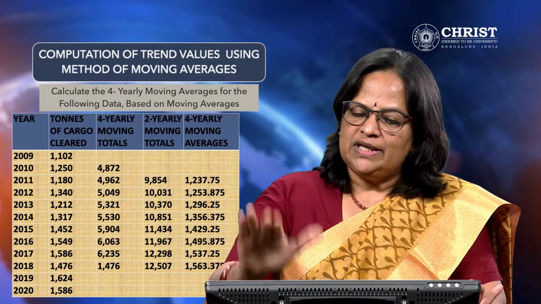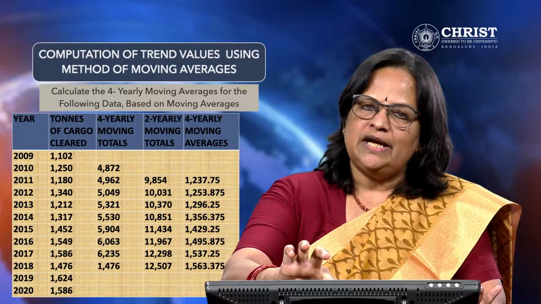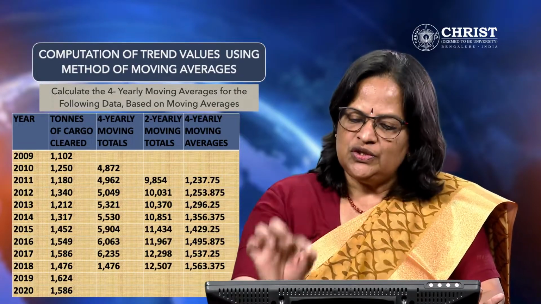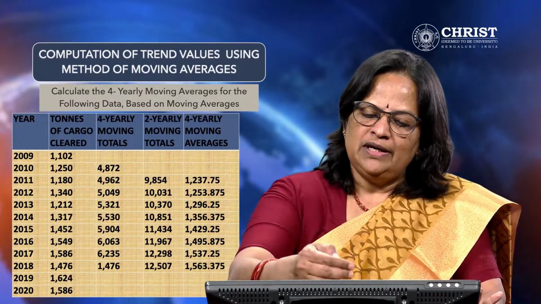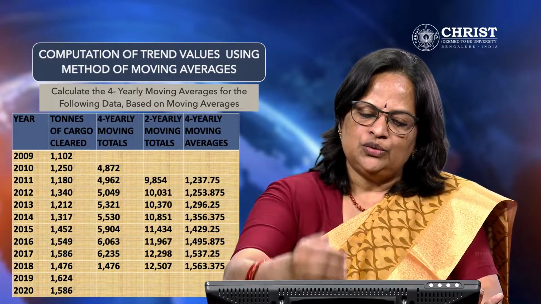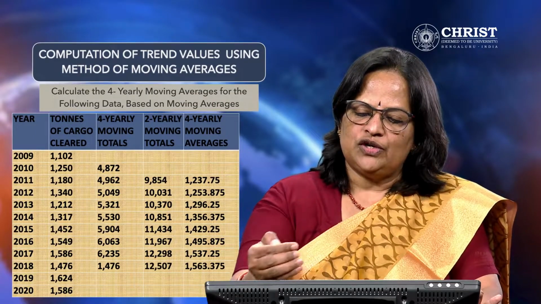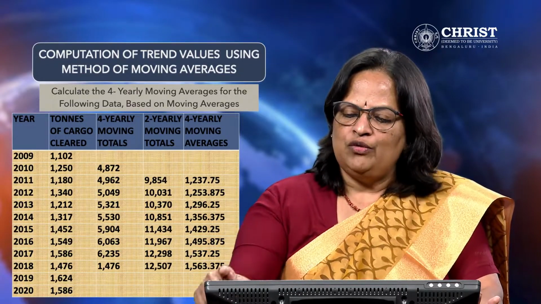4962. Now the next thing is 2-yearly moving total. That meaning this 4872 plus 4962. This you have to write against the third column. Next 2-year total will be leave 4872. Take the total of 4962 and 5049. That is 10,031.